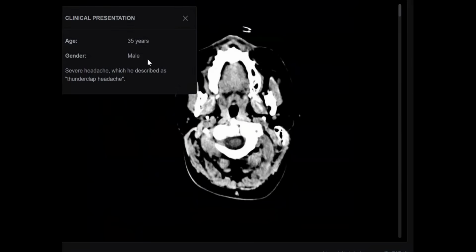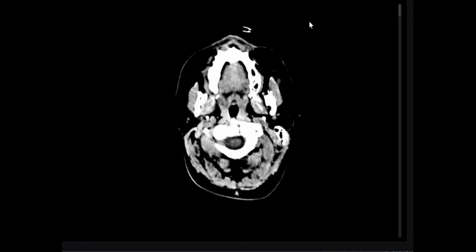Severe headache. Oh, thunderclap headache. This is classic. Whenever you hear the words severe headache, think of what? In a young or middle-aged patient, aneurysmal rupture and subarachnoid hemorrhage, especially if non-traumatic. Excellent.